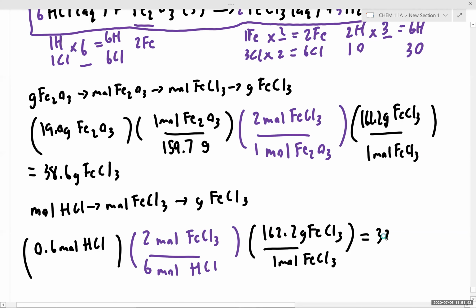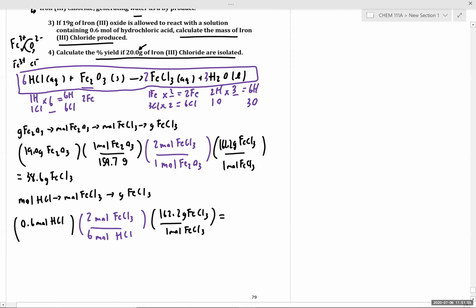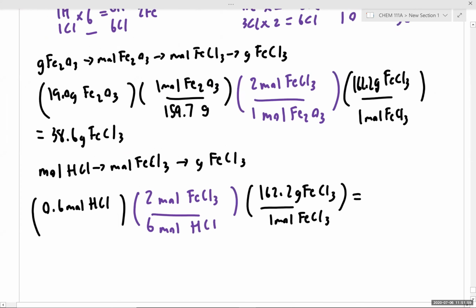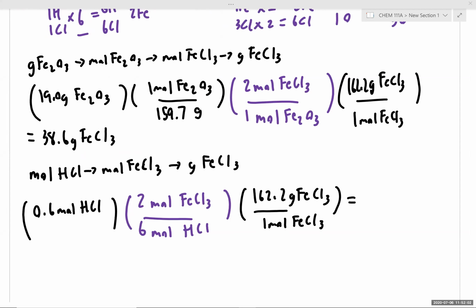32.4. Oops. One moment. Sorry about that. OneNote got slightly overloaded. Sometimes it happens towards the end of a chapter. Okay, so punching this into our calculator for the expected mass of iron 3 chloride, we get 32.4 grams.